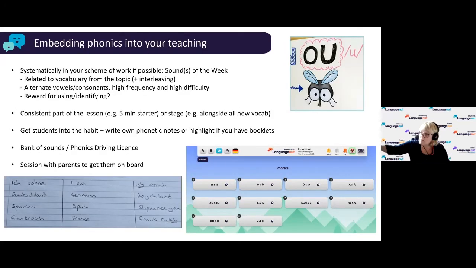Great, thanks very much. So hopefully we've made the case for why you should be teaching phonics explicitly. Now, obviously, the main question is, how do you do that?